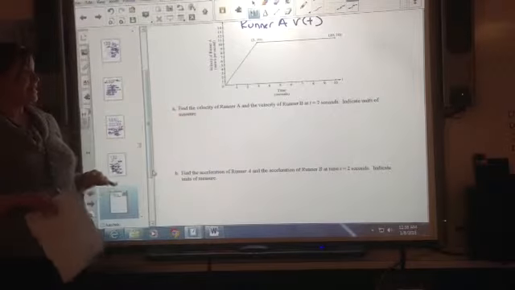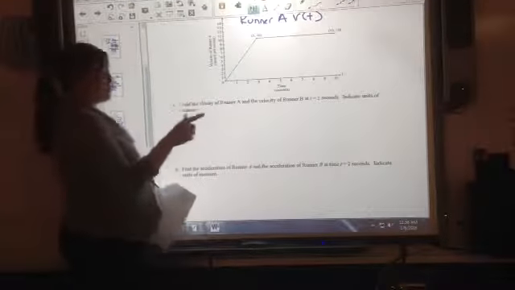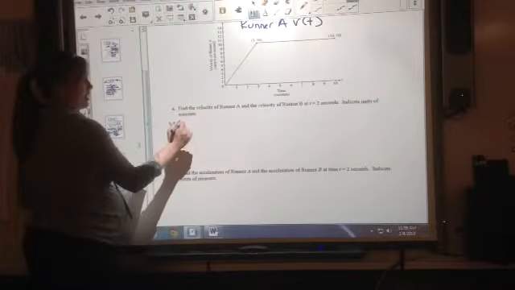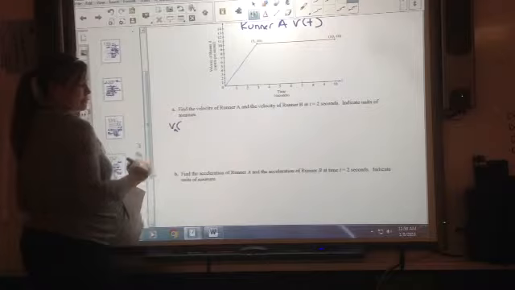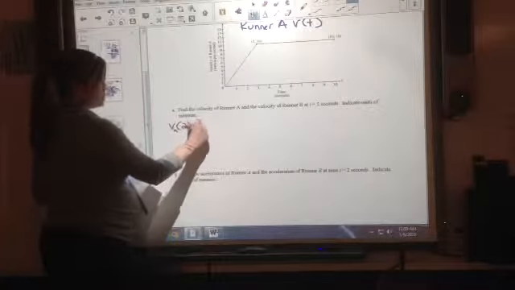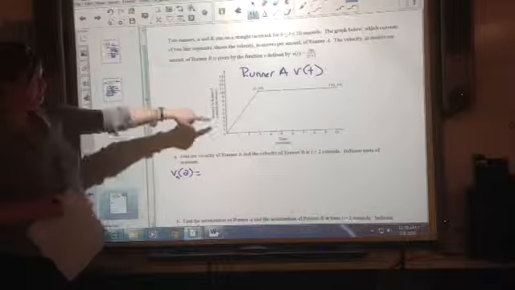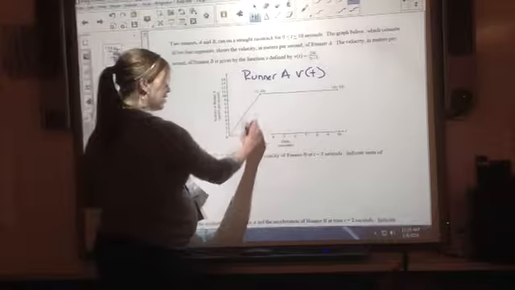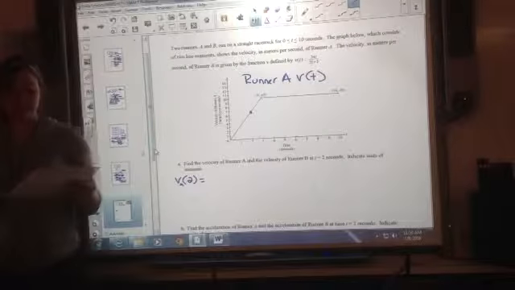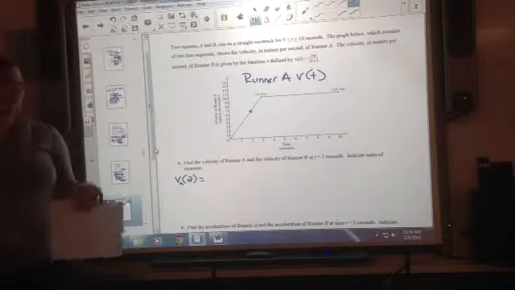Find the velocity of runner A and the velocity of runner B at 2. Okay, so the velocity of runner A, I'll write V with a little subscript A, at 2. All I'm doing is going up and looking at this. You think, oh, can I guess that? And the correct answer is, no, you can't guess that.